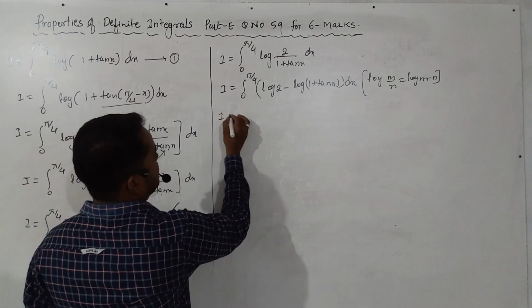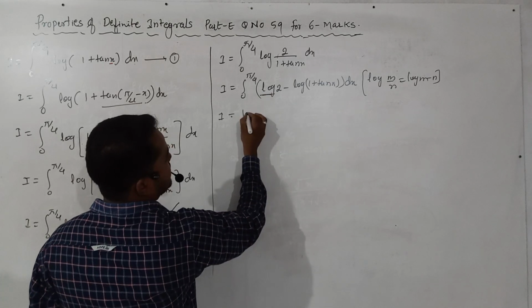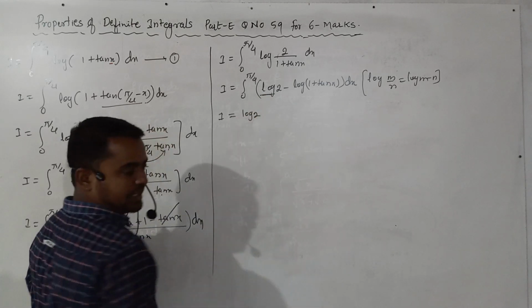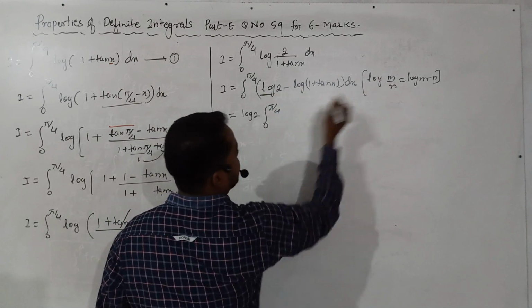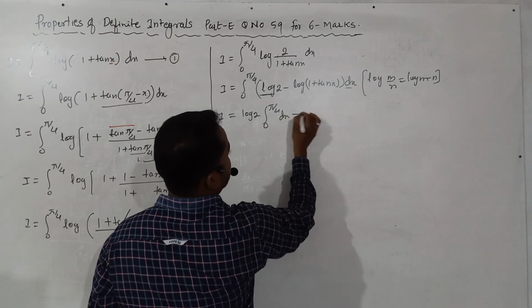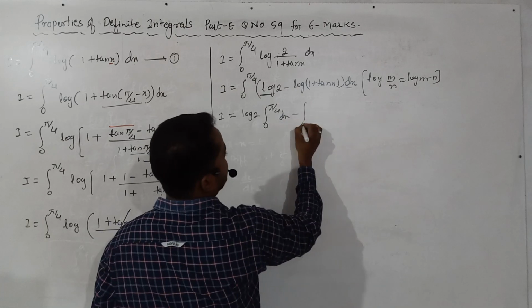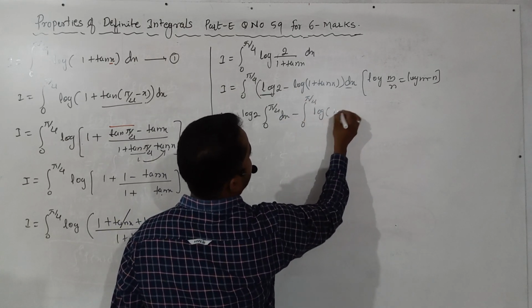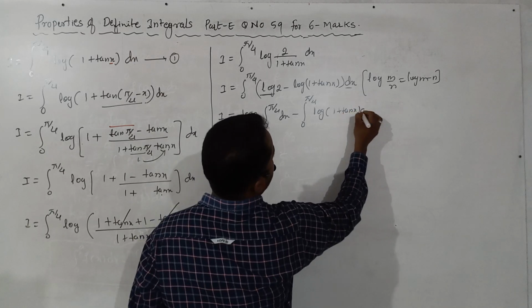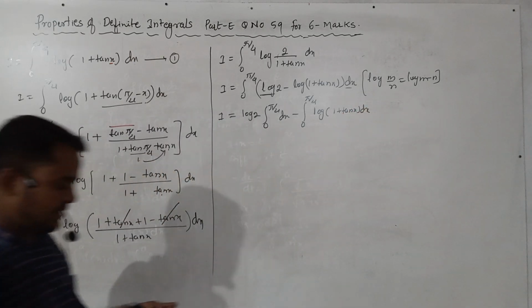Now I is equal to, this log 2 is constant, take outside. Log 2 outside, integral from 0 to 5 by 4 into dx. This minus integral from 0 to 5 by 4 of log 1 plus tan x, dx.